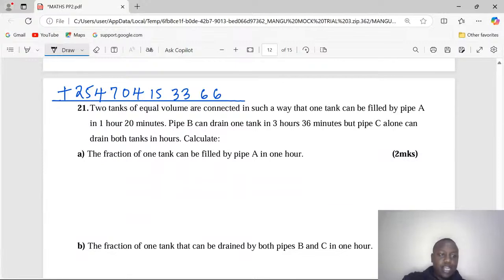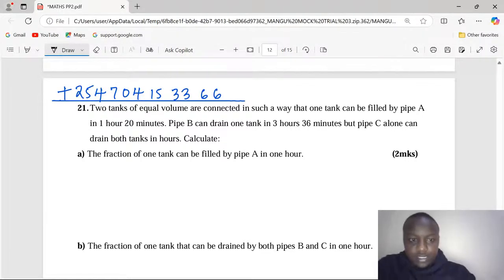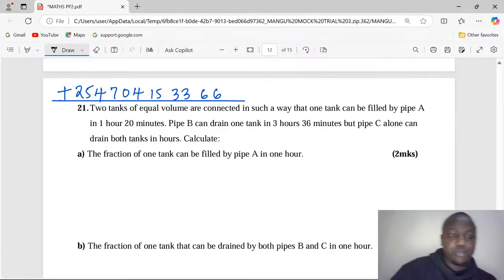Let's look at number 21 now. 21 is on rates of work and proportions, compound rates of work actually, and proportions, a topic in Form 3 mathematics. And we are supposed to take it very seriously.